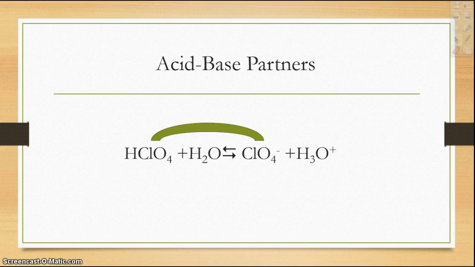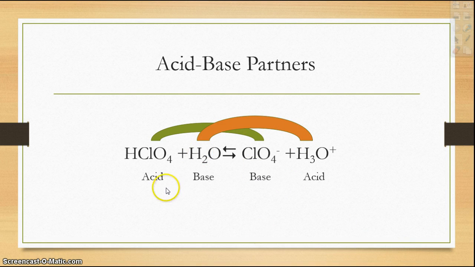And what's happening to the water? The water going from left to right must be gaining a hydrogen ion, and going from right to left, it must be losing a hydrogen ion. So on this side of the equation, this is an acid, getting rid of or donating its hydrogen ion, and in the reverse, it's accepting it. On this side it's an acid, and without the hydrogen ion, it's a base.